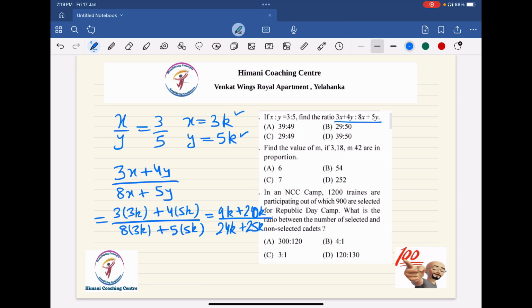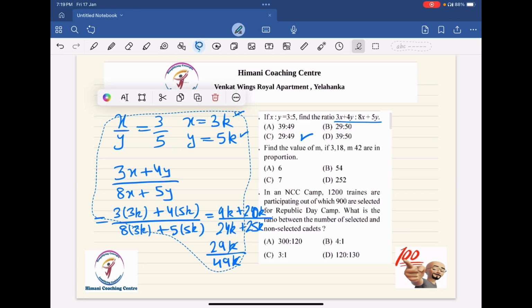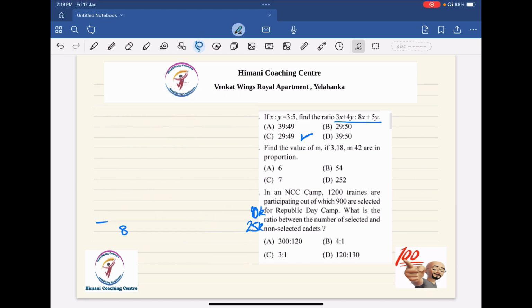So 9k plus 20k is 29k. 24 plus 25 is 49, and k cancel each other. So option C is the correct answer. Okay. So this is the faster way of doing these kinds of questions. The other way is, you can actually write x equals 3 by 5 y and then you do it, but it will be a bit longer method.